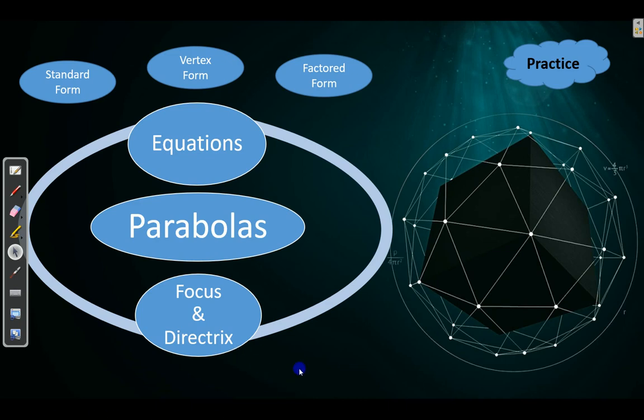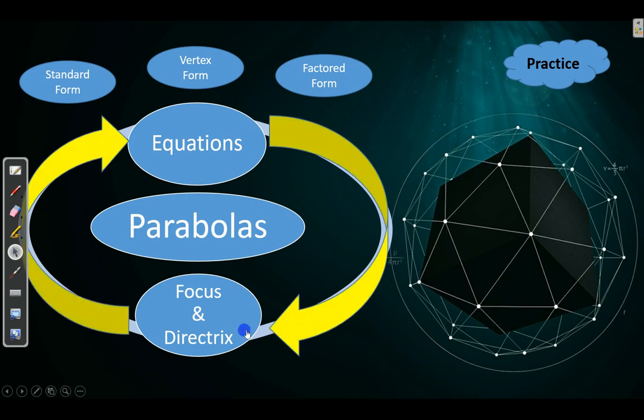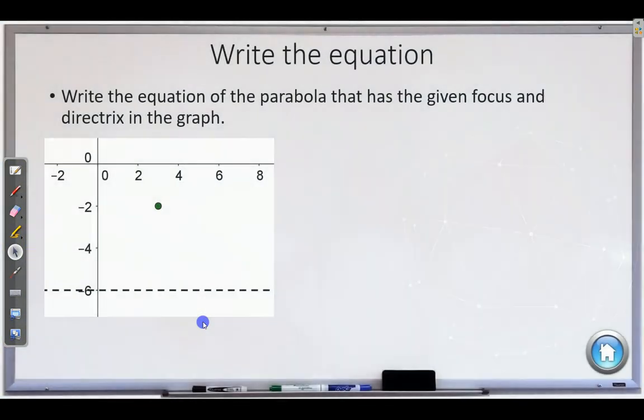And so what we're going to be focusing on is if we are given the focus and the directrix, can we turn that into an equation? And if we're given an equation, can we turn that into a focus and directrix? Because they both define a parabola, we should be able to go from one to the other. So that is going to be our goal here, to define a parabola in both ways. So let's start with having a focus and directrix and then turning that into an equation.